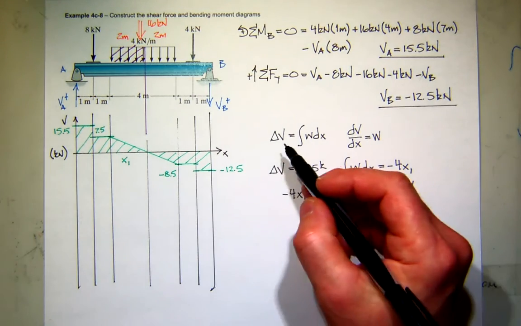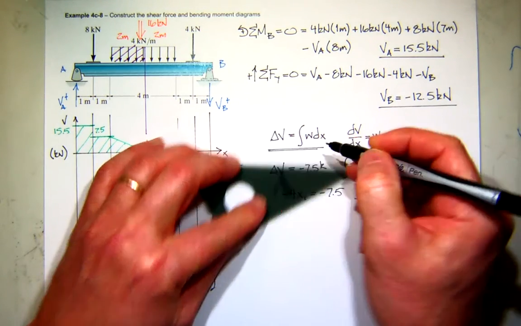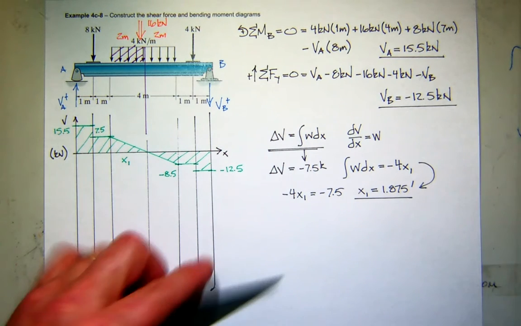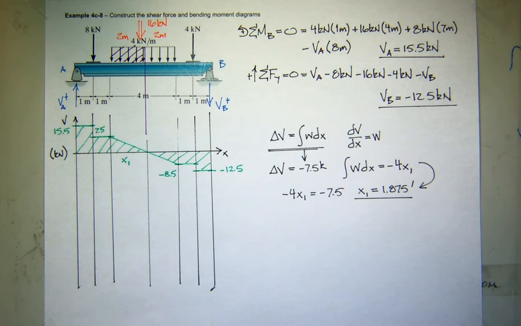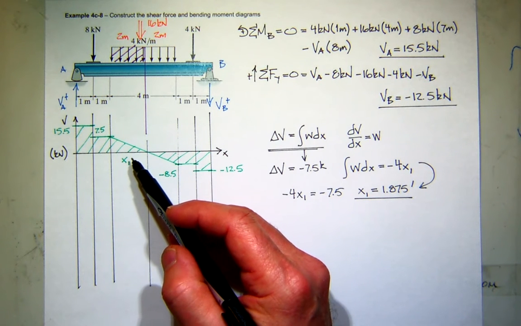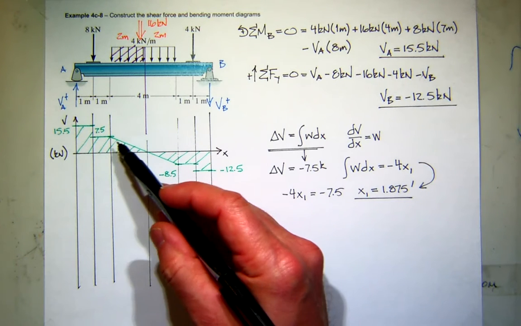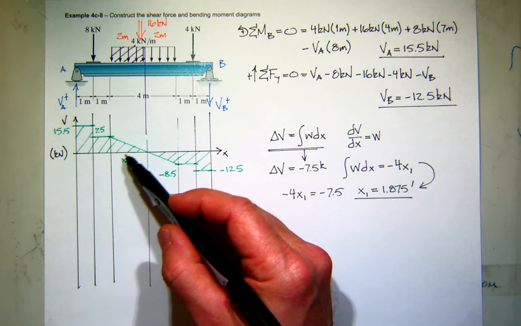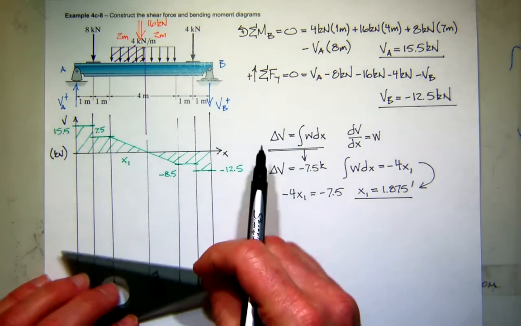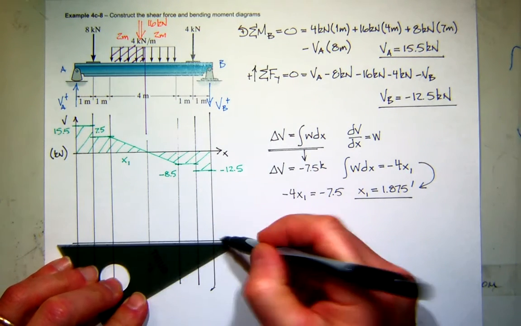So again, we're going back and using the same thing we did before. We're saying that will lead us to this, which leads us to that. Now, why did I need x1? Well, when I go to construct my moment diagram, I'm going to need to find the area under this part of the curve, so I'll need to know that dimension. So let's do that.